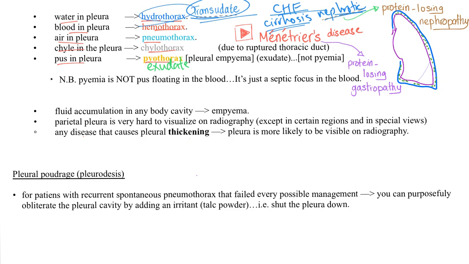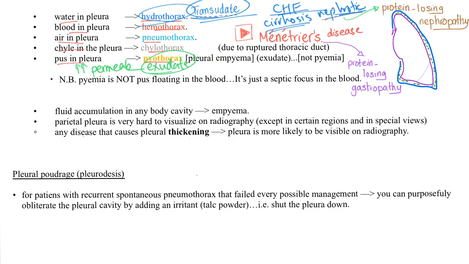All right. So, what causes exudate? Is it increased hydrostatic pressure? No. Is it decreased oncotic pressure? No. So, what is the cause? Increased capillary permeability. That's an infection or an inflammation. What causes chylothorax? Ruptured thoracic duct. What causes pus in the pleura? Many things, like infection. We call this pyothorax, which is pleural empyema.